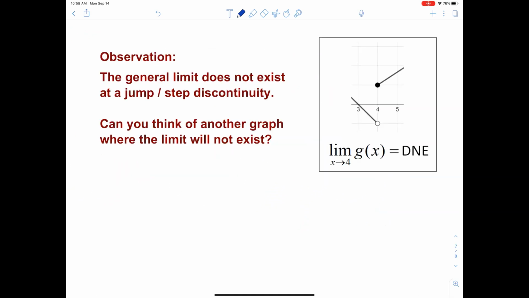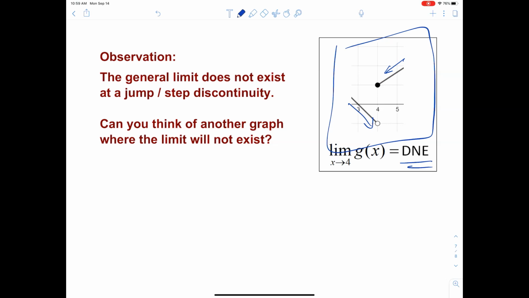On that last example, we had a general limit that does not exist. And calculus tends to focus on the weird sections of the graph, the more complicated sections of the graph, rather than the easy sections of the graph. So I want to understand why that limit did not exist. That limit didn't exist because as we came in from the right and as we came in from the left, it came up with two different values. This type of discontinuity in the graph is called a jump or a step discontinuity. It's a fairly common occurrence, and we should know basically anytime we see one of those on the graph that the general limit is not going to exist.